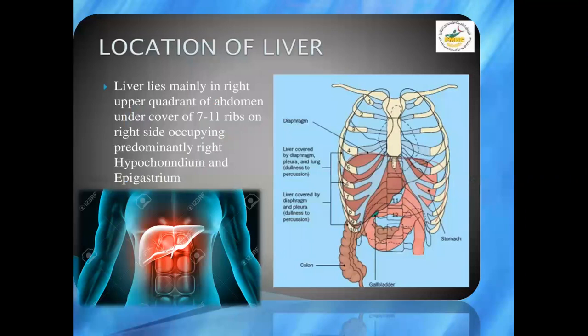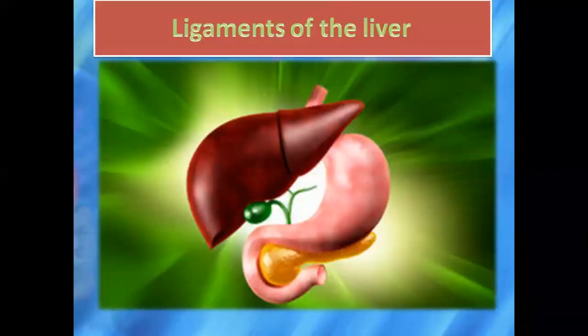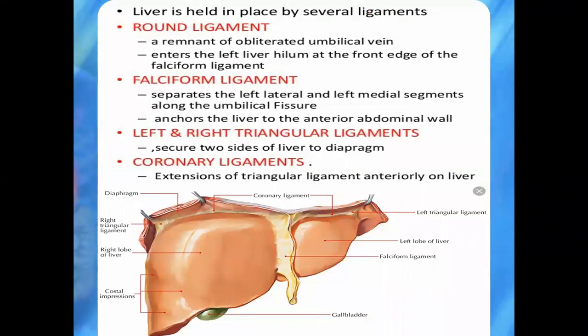Location of the liver. The liver lies mainly in the right upper quadrant under the cover of the 7th to 11th rib from the right side, occupying predominantly the hypochondrium and the epigastrium. Ligaments of the liver. We have four ligaments of the liver: the round ligament, falciform ligament, left and right triangular ligament, and coronary ligament. The round ligament is the remnant of the obliterated umbilical vein.